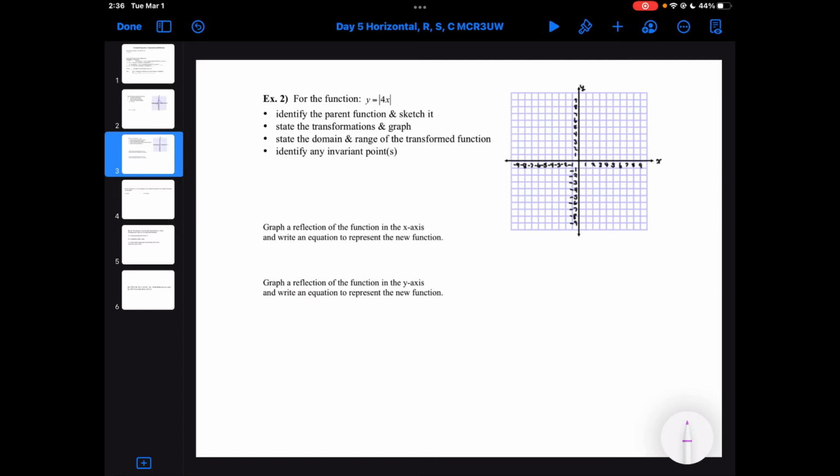Let's look at another example. Example 2 uses the absolute value function. So the one that we're going to look at is the function y equals 4x. This one is our transformed function.